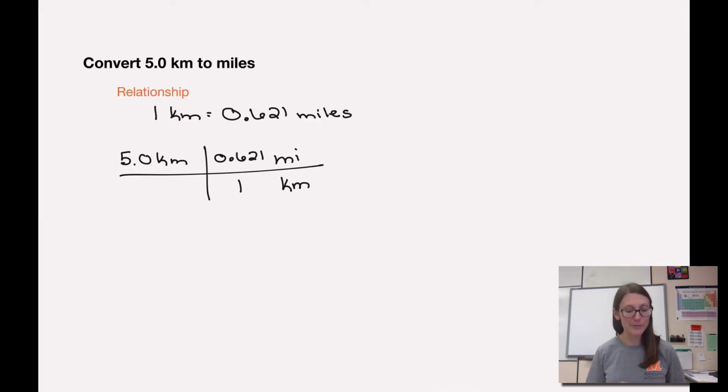Then we math. So 5 kilometers times 0.621 miles divided by 1 kilometer. That is going to be 3.105 miles. Round. I had 2 digits that were significant in my original measurement. So I need 2 significant digits in my final answer. So this is 3.1 miles. So 5 kilometers is 3.1 miles. And if you were a runner, you probably already knew that.